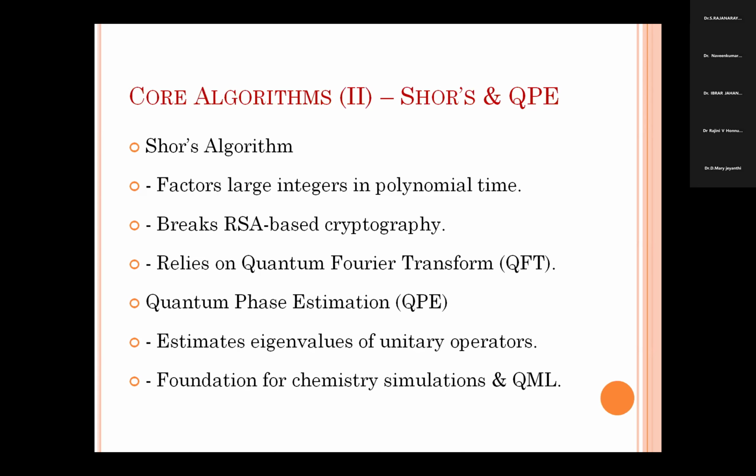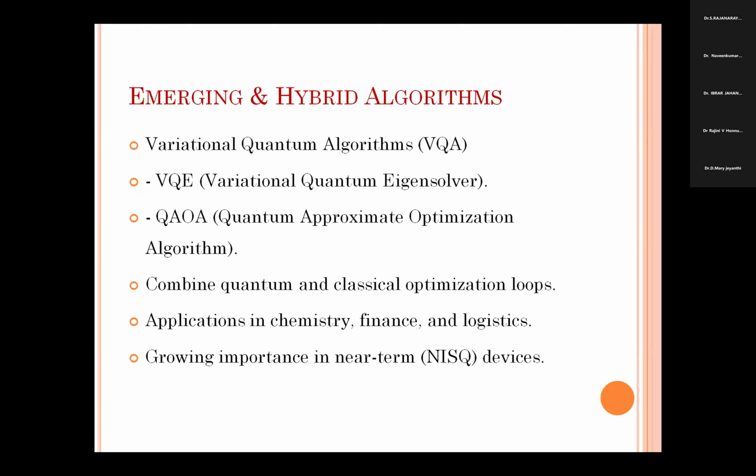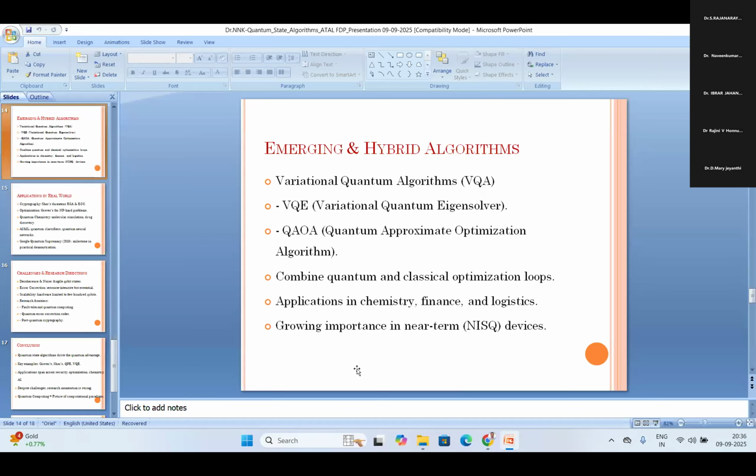So then into emerging and hybrid algorithms, variational quantum algorithms. Then follows VQE, variational quantum eigensolver. Then QAOA, quantum approximate optimization algorithm. Combined quantum and classical optimization loops we can also use. Then applications in chemistry, finance, and logistics, with growing importance in near-term devices.